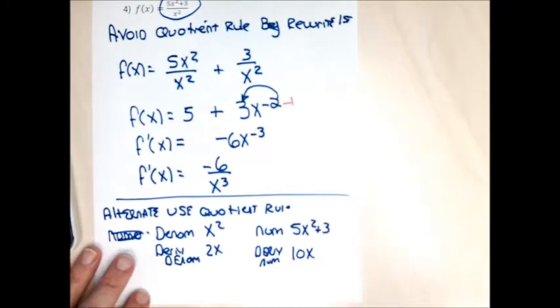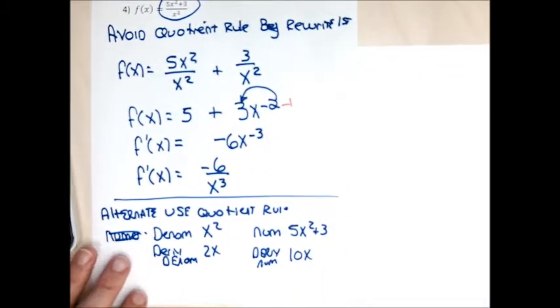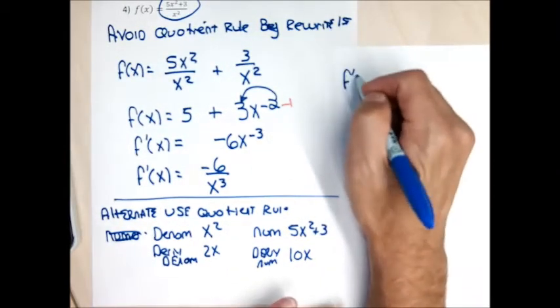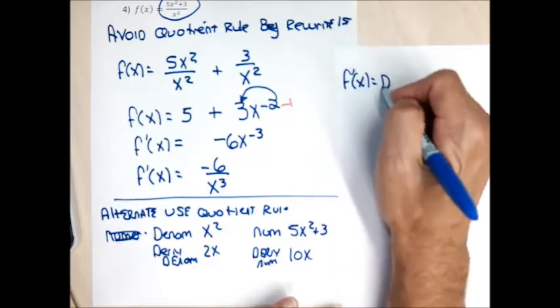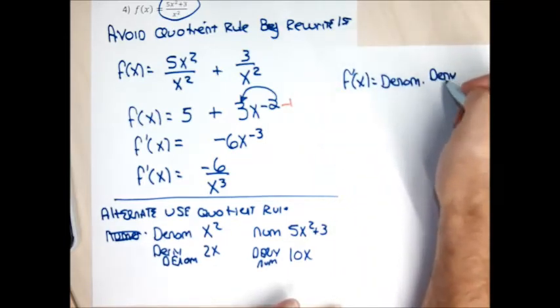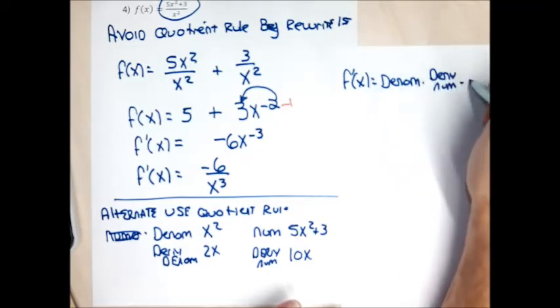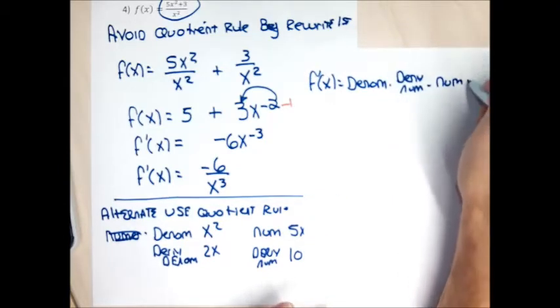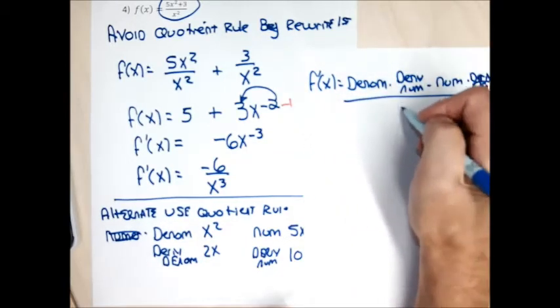And then if I was using the quotient rule to find the derivative, remember it's denom times derivative of the num minus num times derivative of denom all over the denom squared.